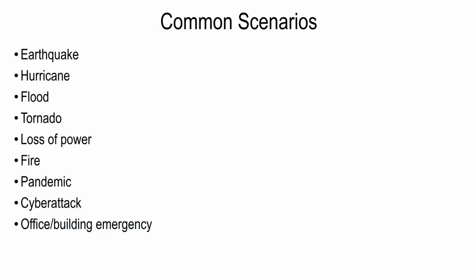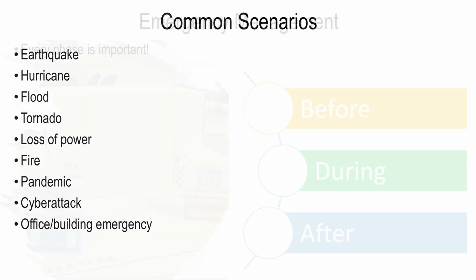Common scenarios for TTXs include natural disasters like earthquakes, hurricanes, floods, and tornadoes. Other scenarios cover loss of power, fire, pandemics, cyber attacks, and office or building emergencies.